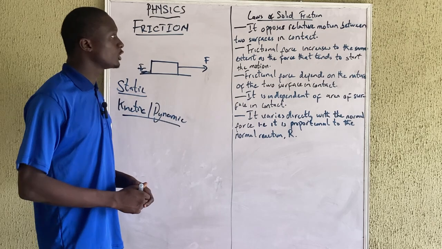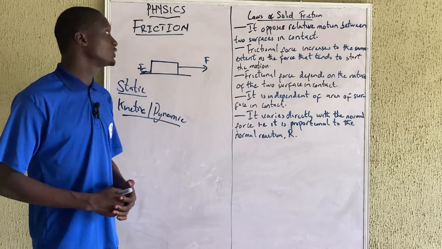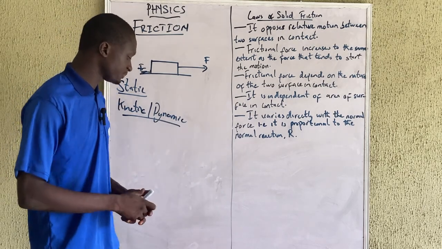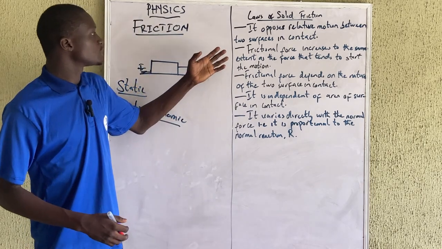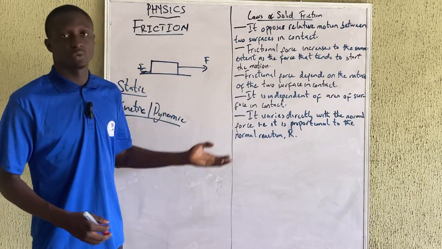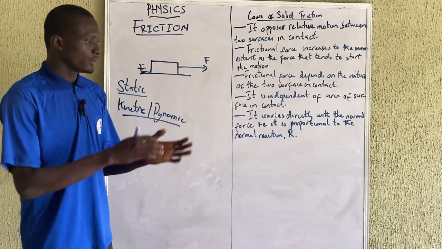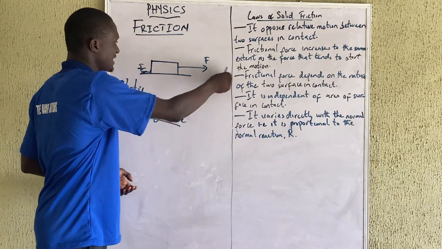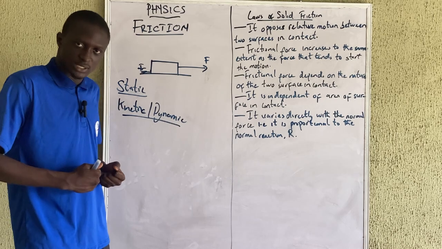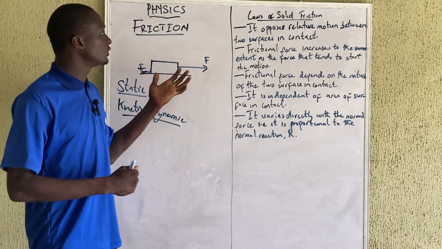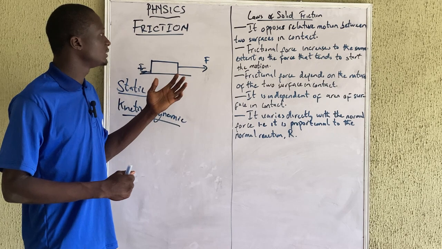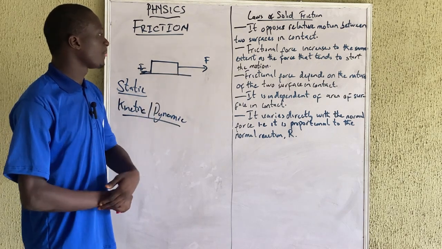Now let's quickly look at the laws of solid friction. These laws were gotten from experiment. The first law of solid friction is that frictional force opposes relative motion between two surfaces in contact. I already explained that. When you have a force pulling a body to this side, frictional force will always act in the opposite direction. So that's the first law: it opposes relative motion between two surfaces in contact.